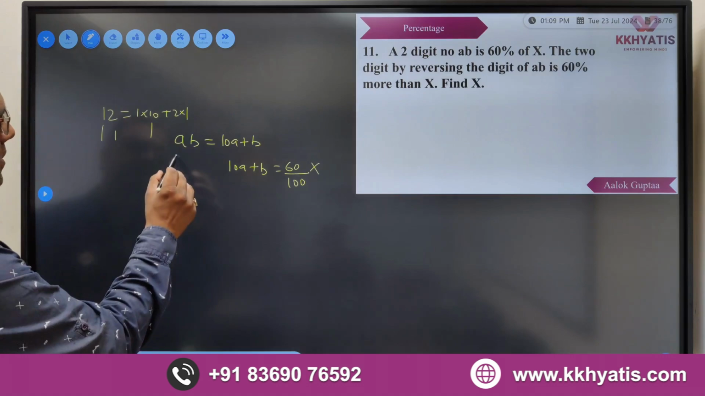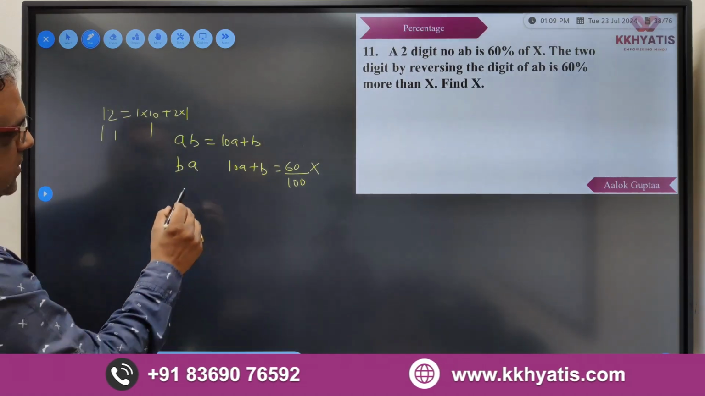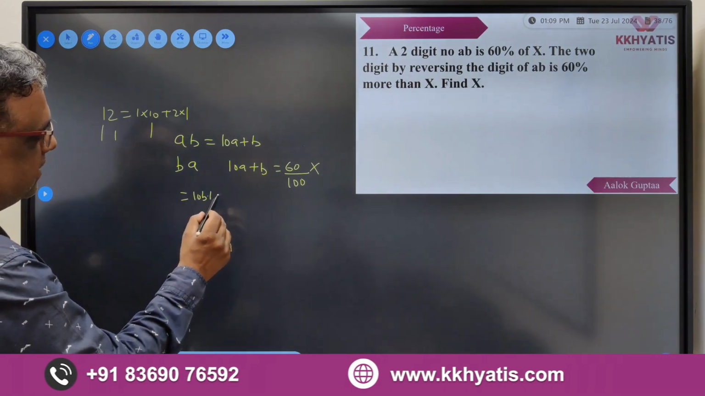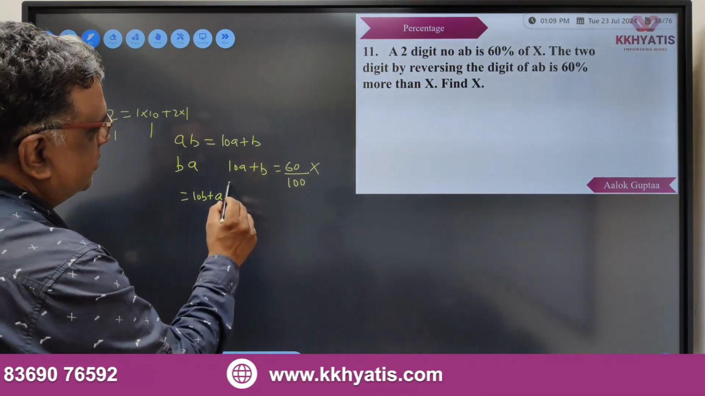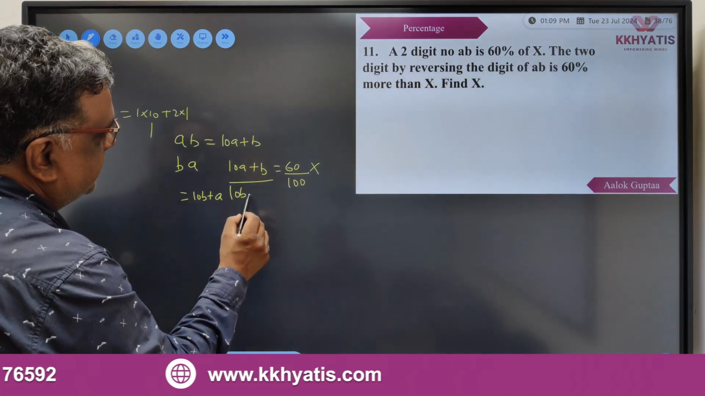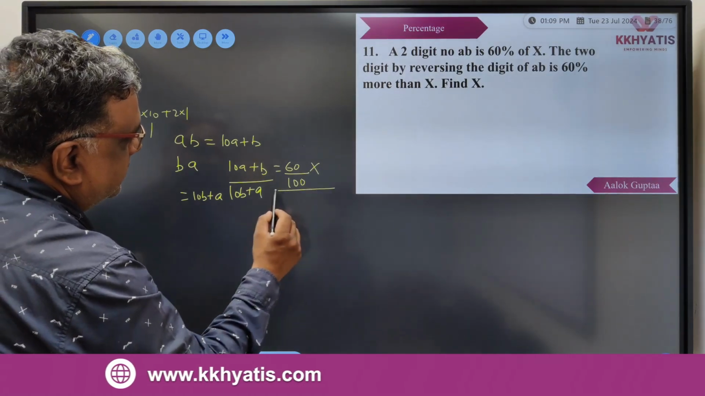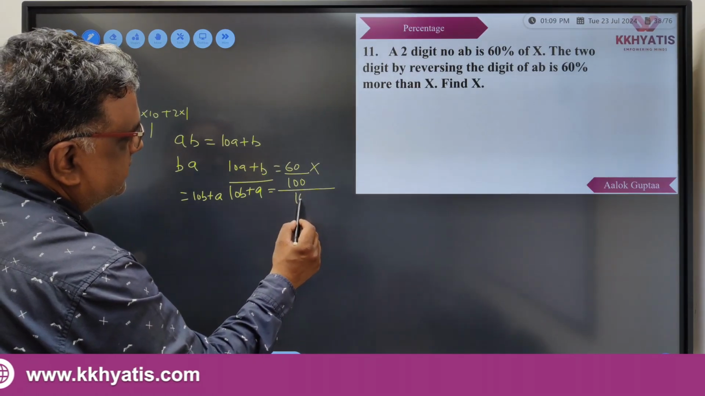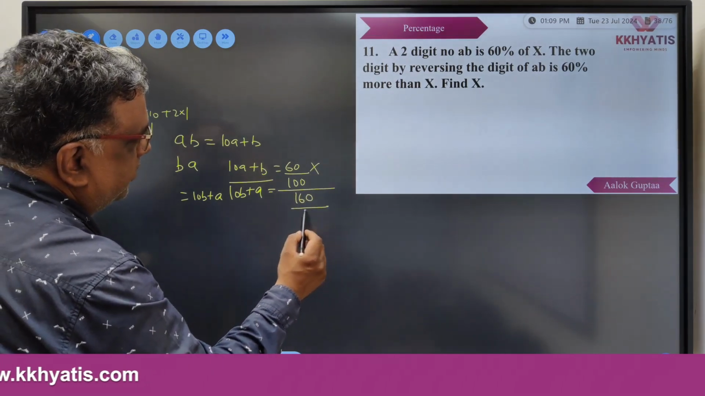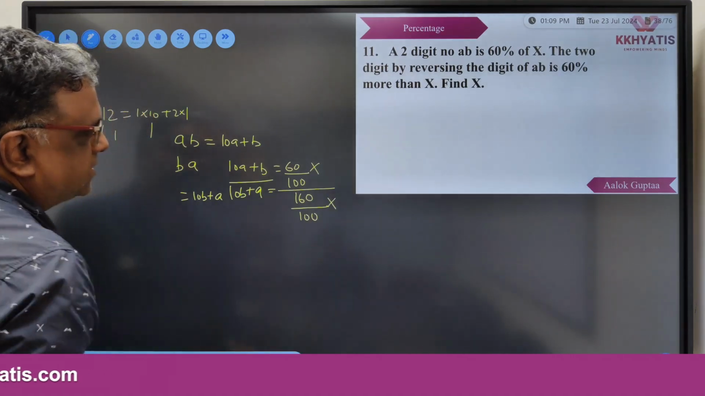And when I reverse the digits it becomes BA, which means the number becomes 10B plus A. Now 10B plus A is 60% more than X, which means 10B plus A is 160 upon 100 X. That's what is given to me.